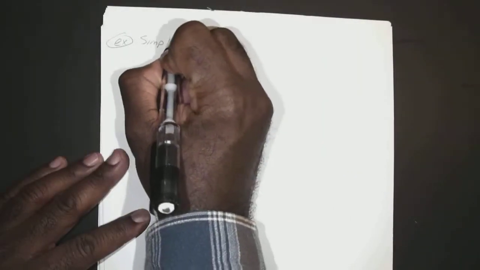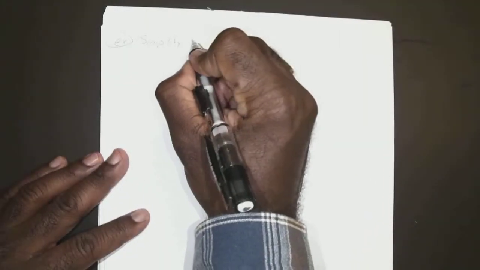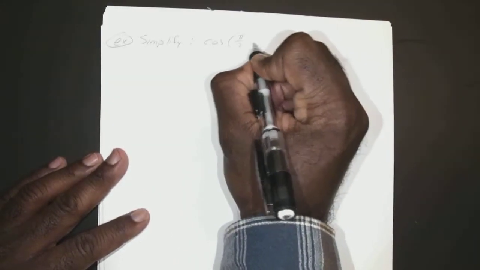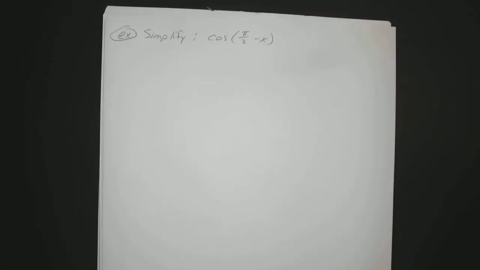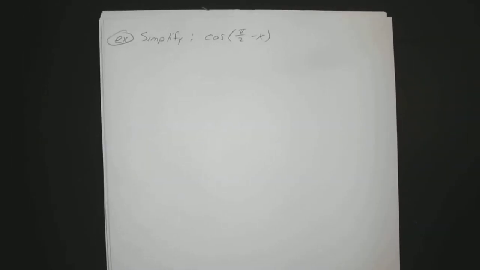So let's say for our next example, we want to simplify cosine of pi over 2 minus x. And actually, problems like this are a lot easier because you don't have to worry about drawing any triangles.